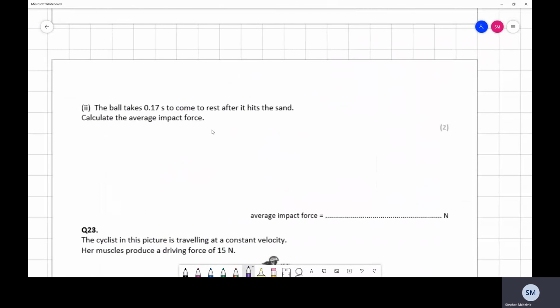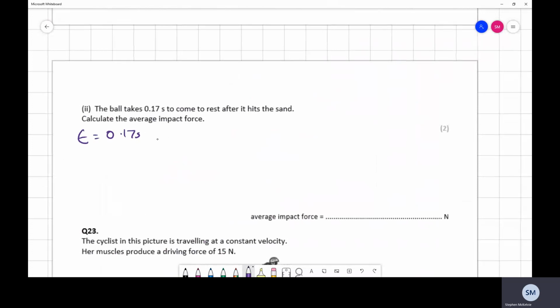The ball takes 0.17 seconds to come to rest. Its time is equal to 0.17 seconds to come to rest after the ball hits the sand. Calculate the average impact force.